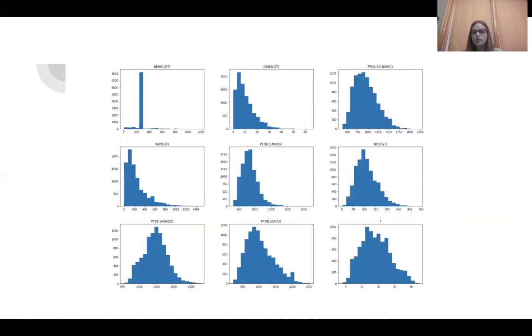So here's a closer look at the distribution of our data. Here you can see some of the different measures that were taken in this data set. You can see that NOx concentration measure there and a couple others of the different metrics that they took, just to give you a general idea of what this data looks like and the variety of data that was there.